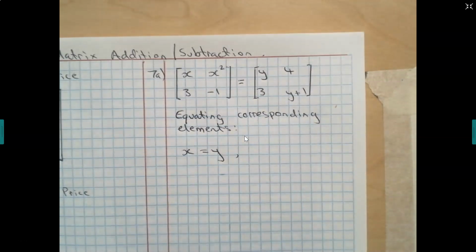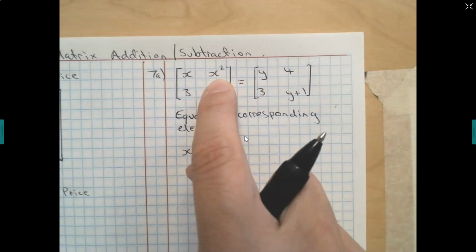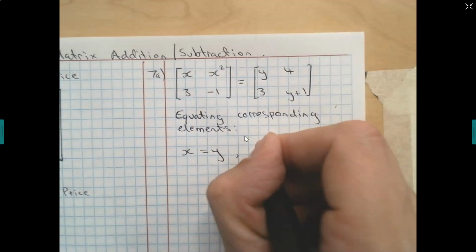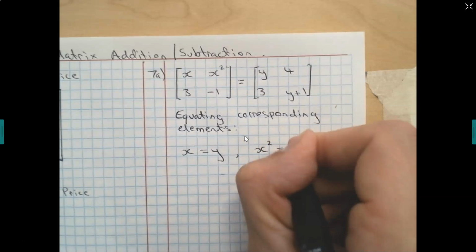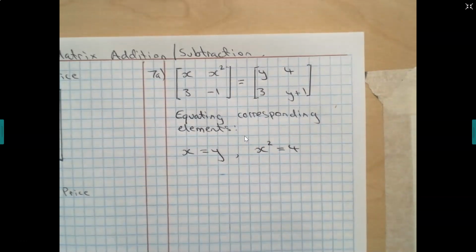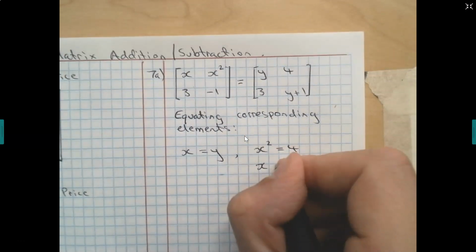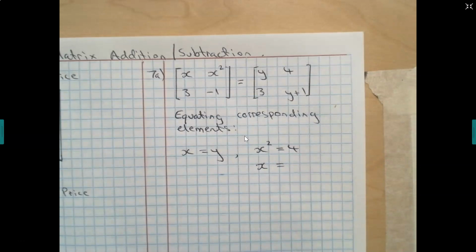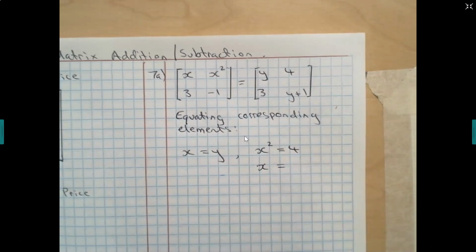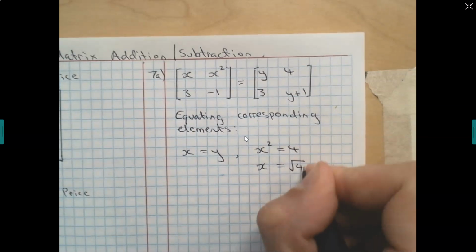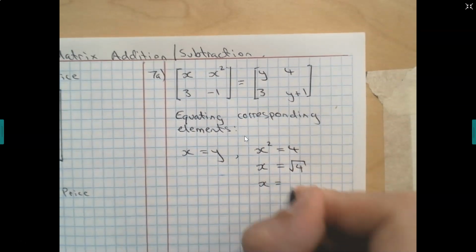Now, I also know that x squared is equal to what? 4. So x squared is equal to 4. Now this is useful, because if x squared is equal to 4, how can I work out what my value of x is equal to? You take the square root of both sides. So x will be equal to the square root of 4. So x is equal to 2.